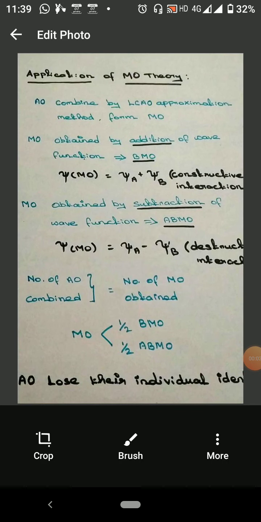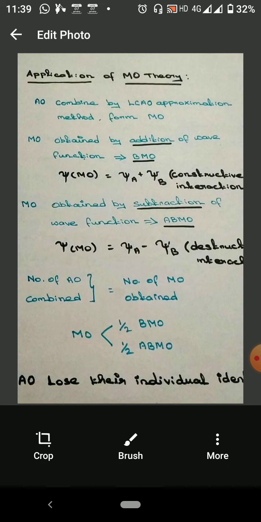Hi, in this video we can see an easy way to find the bond order by applying MO theory. Atomic orbitals overlap and form molecular orbitals by the process of linear combination of atomic orbitals approximation method. The molecular orbitals are obtained by addition of wave functions.